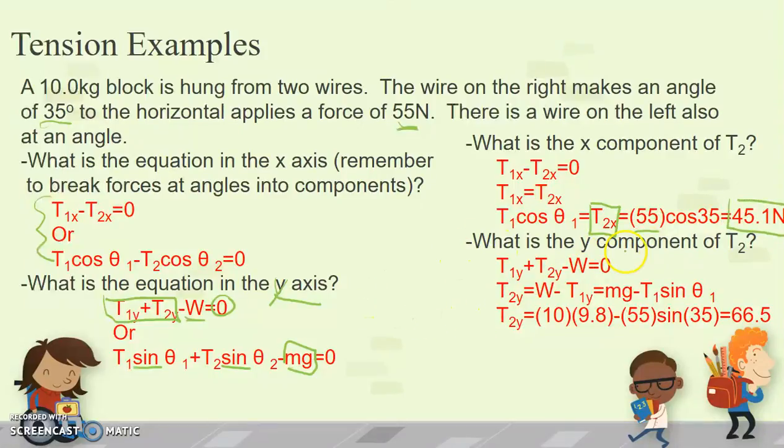So now it's asking what is the y component of T2. We're going to plug in what we know from the formula that we have formulated over here. We're going to add in 10 kilograms, the mass, times gravity 9.8 minus 55, which is the force, times sine 35, and we're going to get 66.5 newtons.